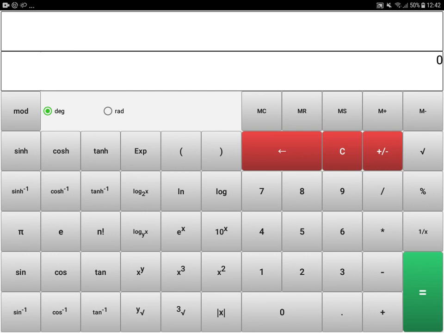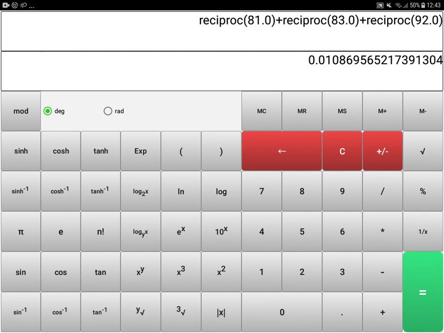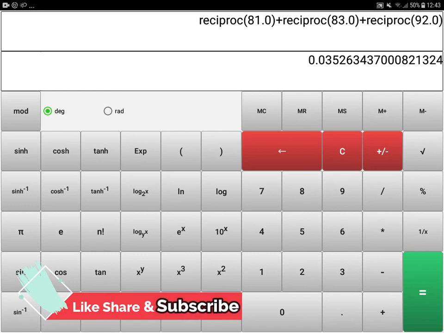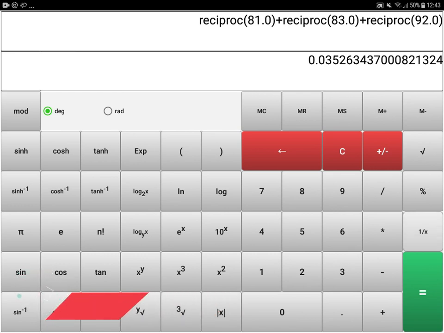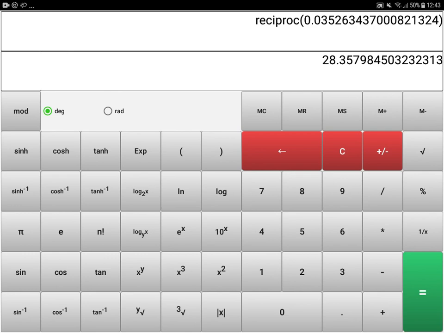What we have to do is, first insert the first value of resistor, which is 81, take the inverse of it, then do addition, insert the second value of resistance, which is 83, again take the inverse of this, and you will get some value. But this is not our exact solution, as we have one more resistance, so we are going to add that also. The third resistance was 92, so we take its inverse as well. This is your answer, but this is not R equivalent, this is 1 upon R equivalent. So if we take the inverse of this resultant also, this is our exact answer.